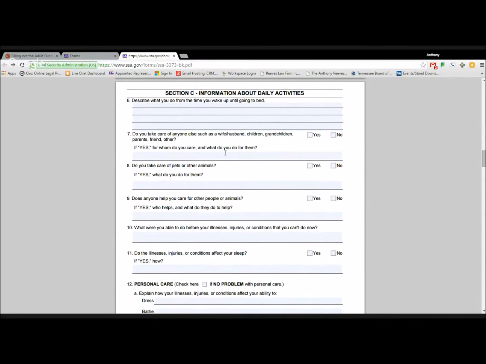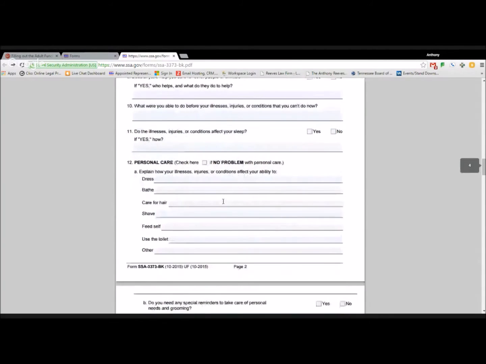Now, do you take care of anyone, such as a wife, husband, or children? If yes, what do you do for them? If you take care of these people, be descriptive. If you do it jointly with someone else, explain. If you have somebody in the house, but the majority of it is done by one person and not you, explain. Remember, you don't want Social Security to have to figure out your answers. Give it to them.